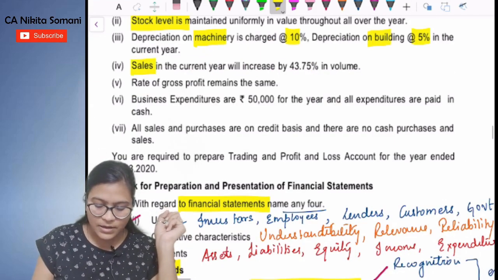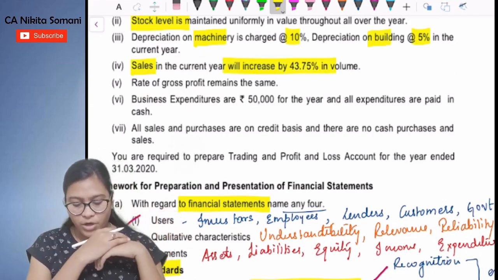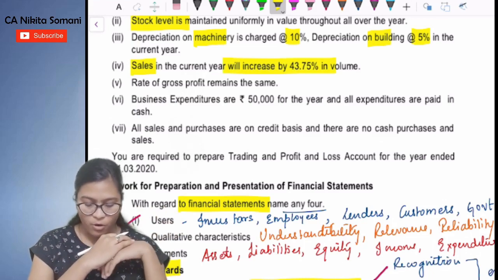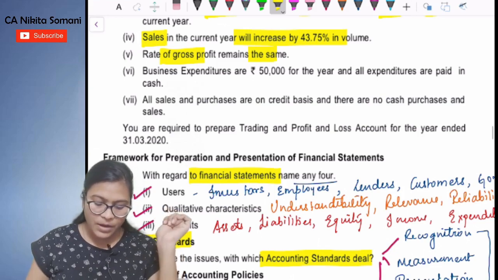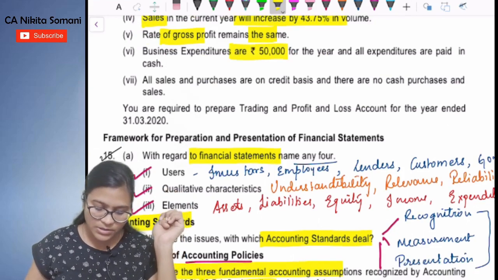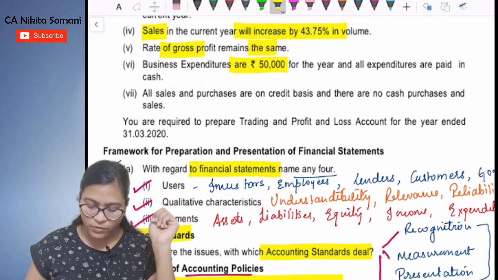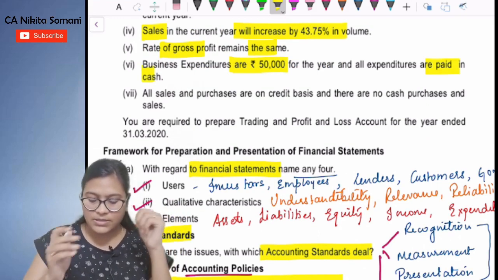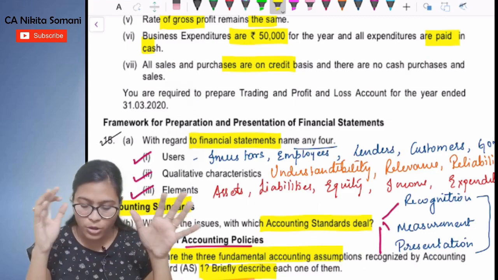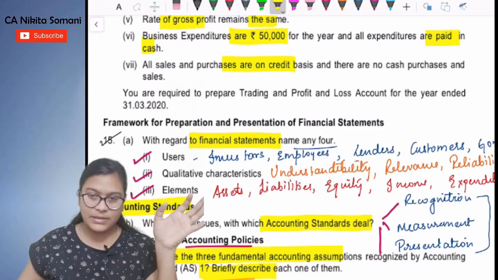Okay. Sales in the current year will be increased by 43.75% in volume. Okay. Rate of gross profit remains the same. Alright. Business expenditure is 50,000 for the year. All expenditures are paid in cash. All the sales and purchases are on credit basis and there are no cash purchases and sales.